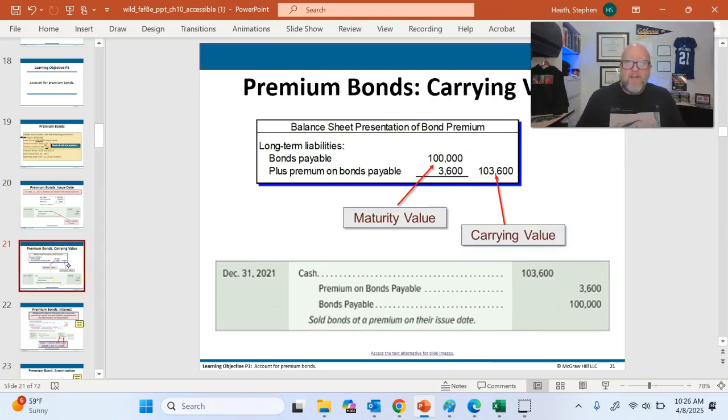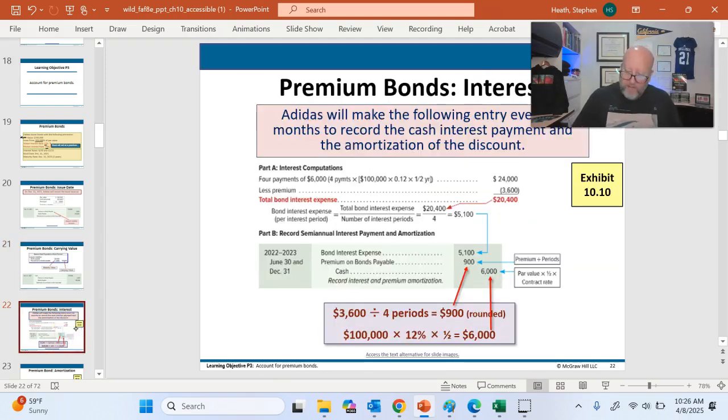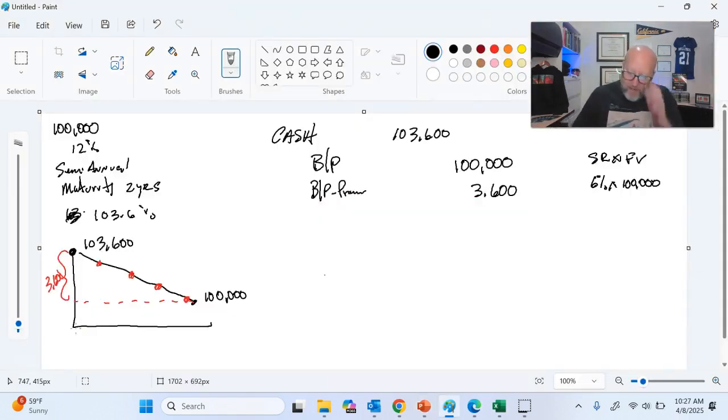Premium on bond payable, bear with me. Here we go. 6% times 100,000 is 6,000. You would think I could do that in my head, but I can't. So anyway, we are going to credit cash for 6,000. That's step one. Then step two, we are going to eat into the premium.